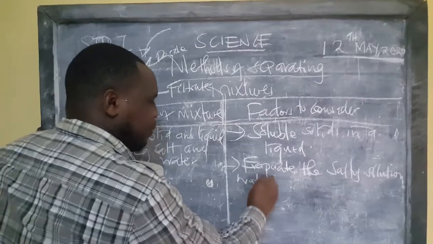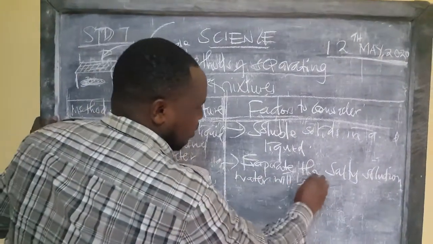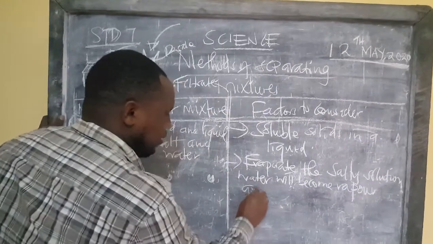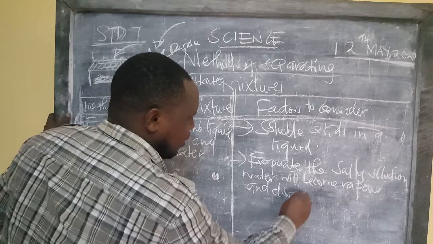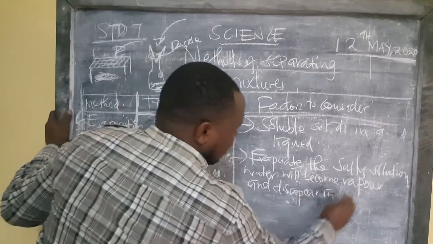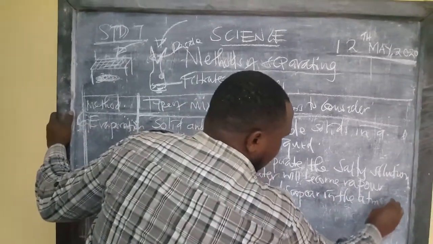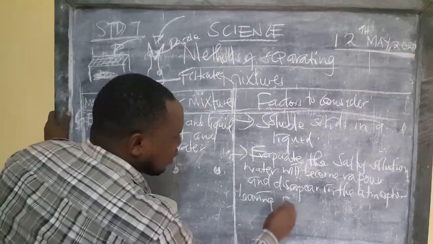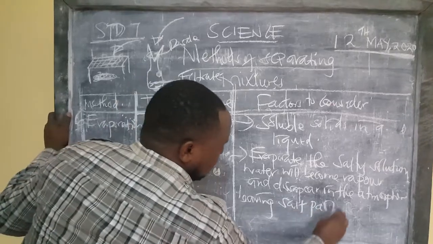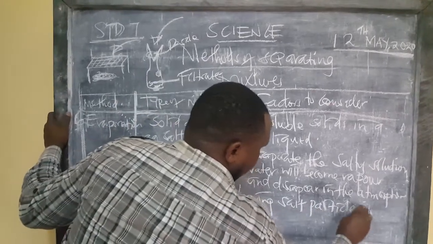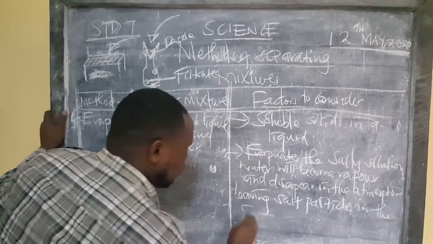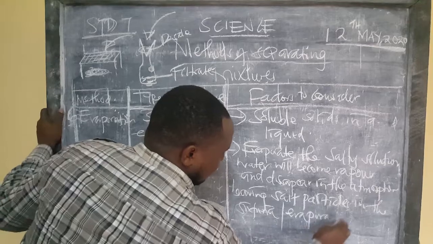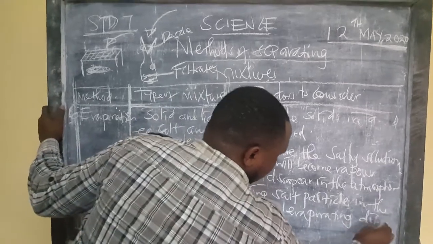Water will become vapor and disappear in the atmosphere, leaving what? Leaving salt particles in the sufuria. In case you're using a sufuria, or evaporating dish.